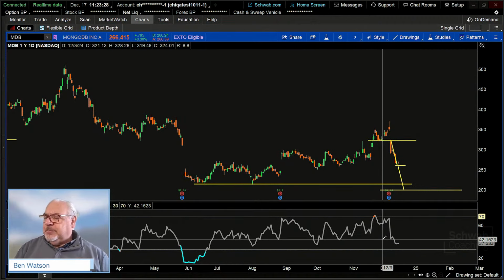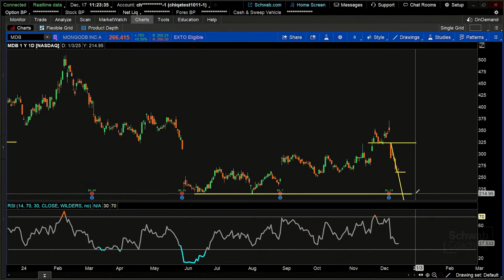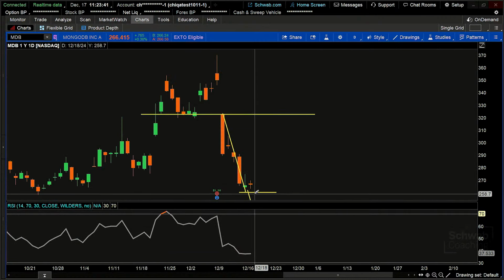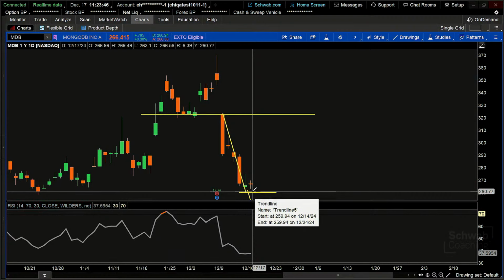So what I'm going to look for, and now I can zoom in a little more closely on this price, is I'm going to look for 213 or 214 to be the target to the downside. And I'm going to look for the threshold to get into the trade being right here at about that 260 mark, breaking down through that 260 mark.